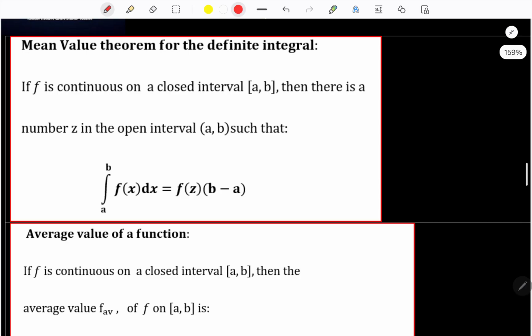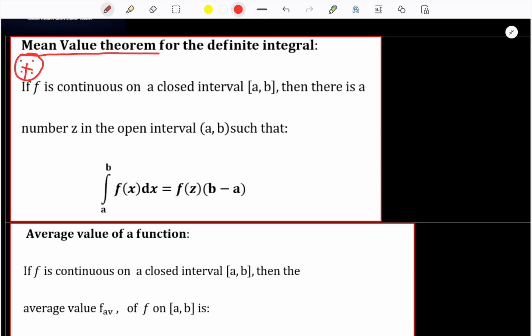Let's go to the next theorem. Mean value theorem for the definite integral. This is a very important theorem. Please keep it in your mind. In the quizzes and in the midterms, you can expect this question, a mean value theorem question.